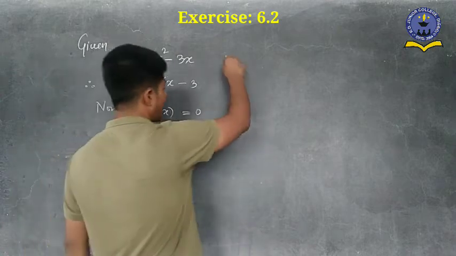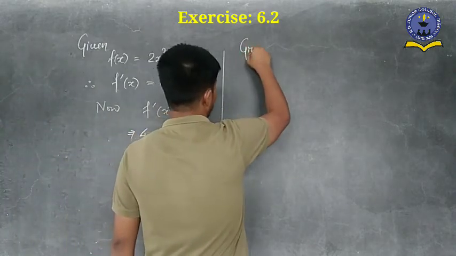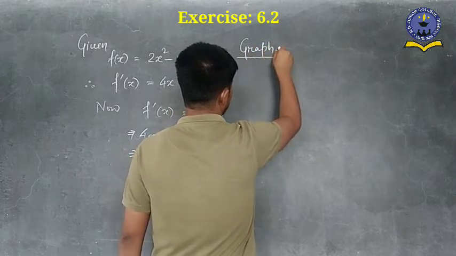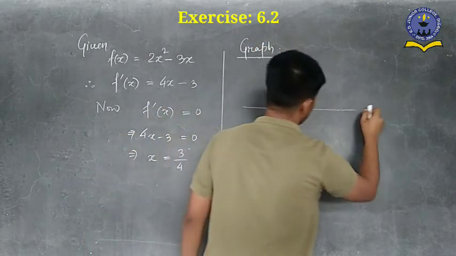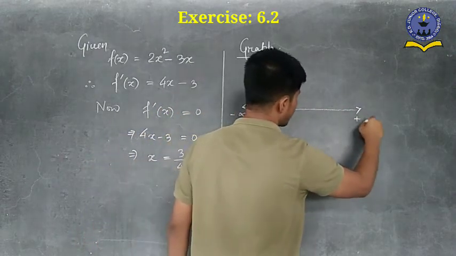If you see the graph here now, what you have to do is draw a number line, and the number line is from minus infinity to plus infinity.